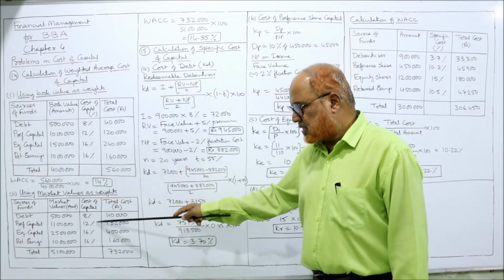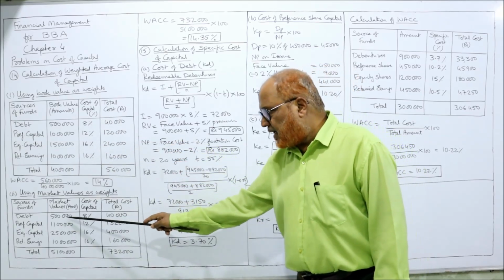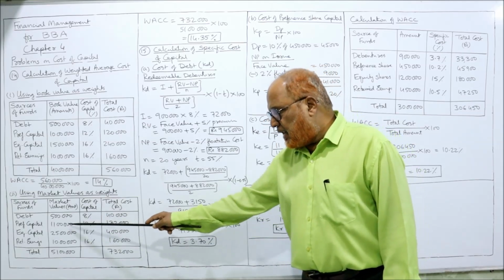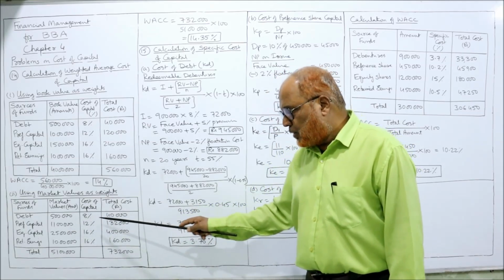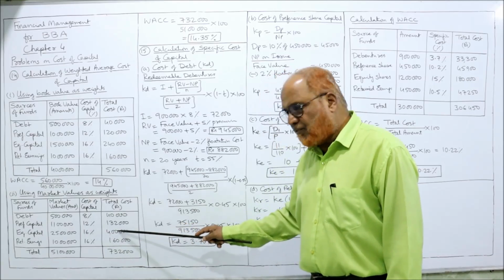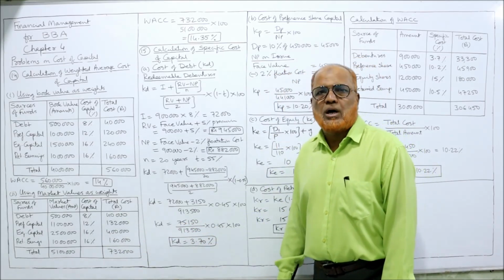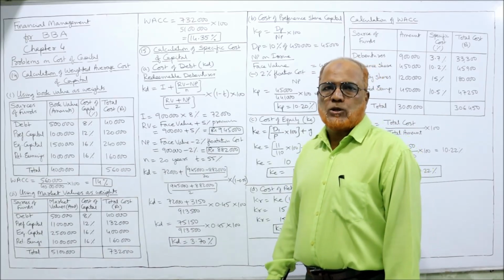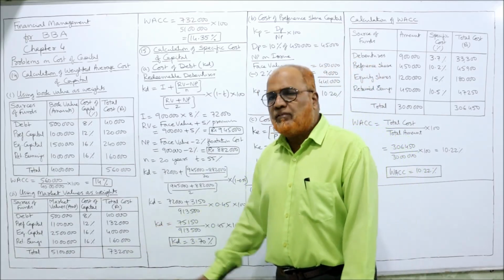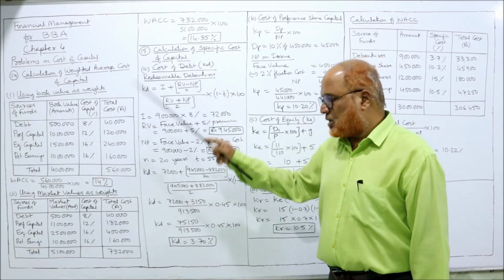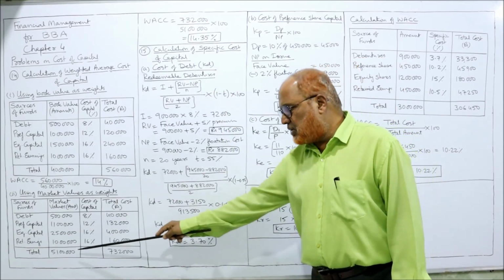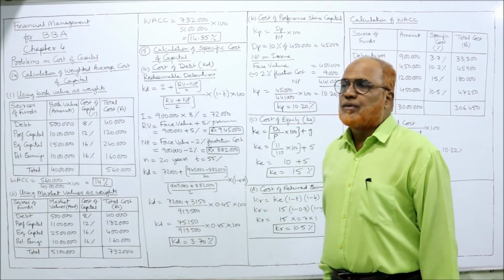8%, 12, 16, 16. Now multiply 5 lakh into 8%, 40,000. 11 lakh into 12%, 1 lakh 32,000. 25 lakh into 16%, 4 lakh. Take the total, 7 lakh 32,000. That is the cost on the total capital of 51 lakh. So WACC is equal to 7,32,000 divided by 51 lakh into 100.